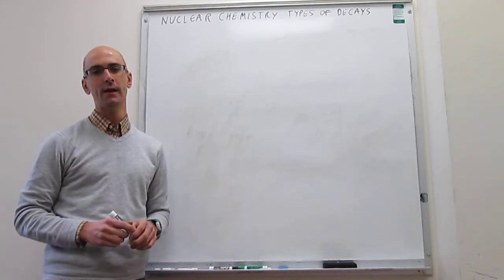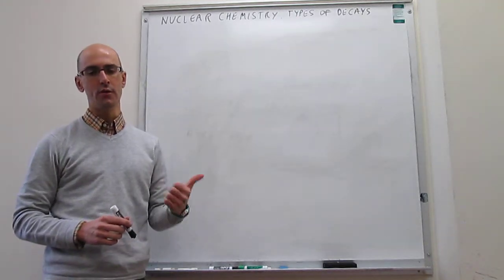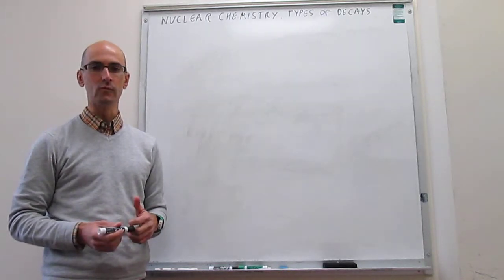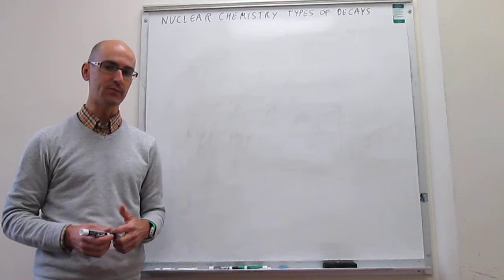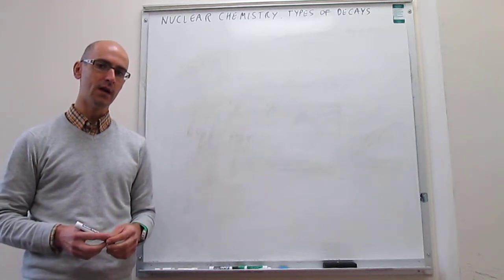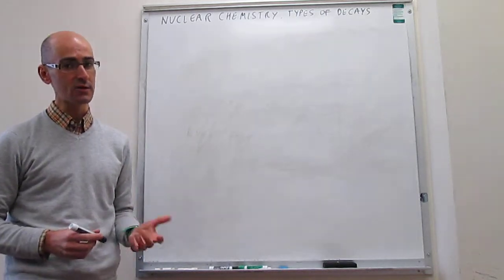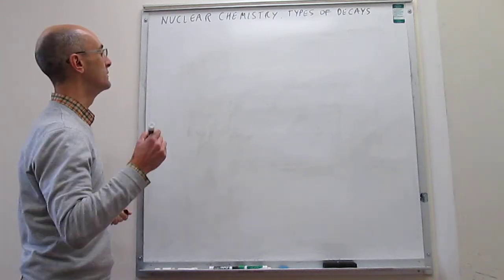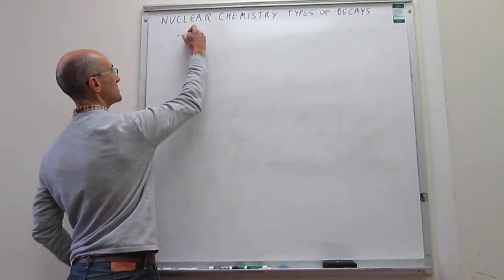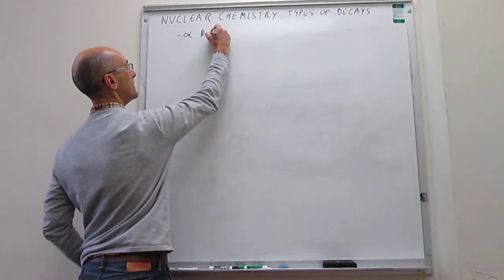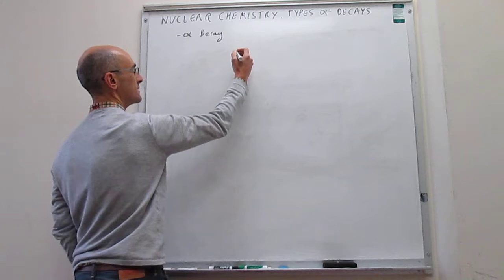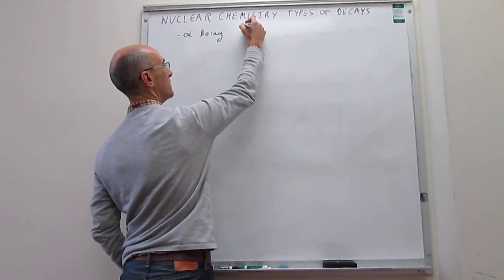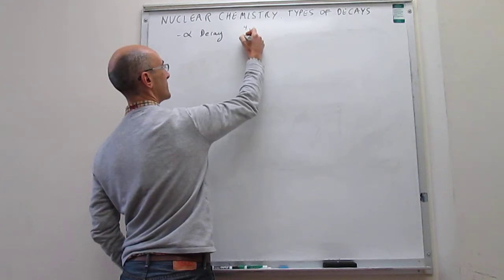There are two main classes of nuclear decays: those in which the mass number changes and the ones in which the mass number doesn't change. Let's start with the ones where the mass number changes. That's actually only one of them that we're going to study, and that is alpha emission or alpha decay. An alpha particle is simply a nucleus of helium-4.